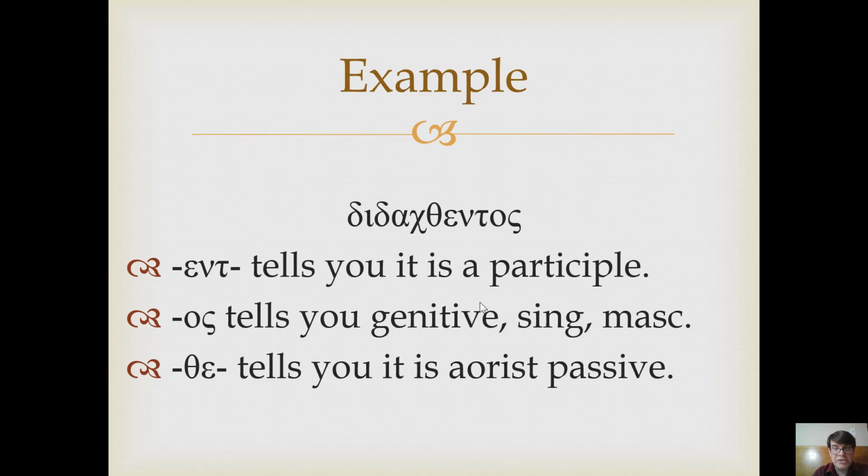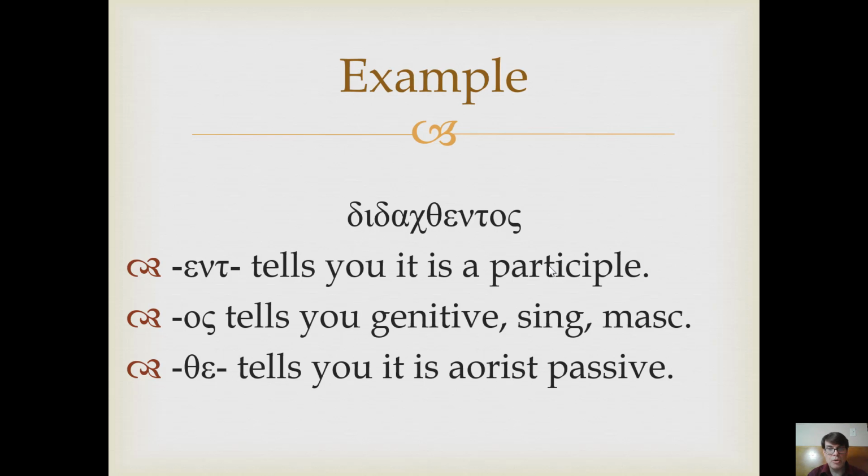And then the os, remember, masculine and neuter participles follow the third declension. And in the third declension, the song is archon antas, anti, anta. And so os is a genitive singular masculine ending for a masculine active participle.